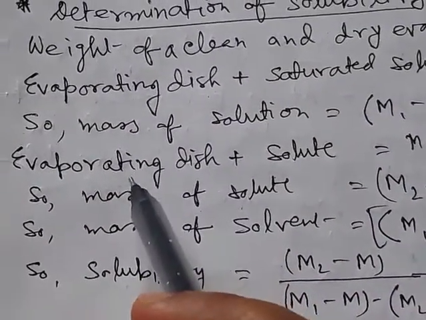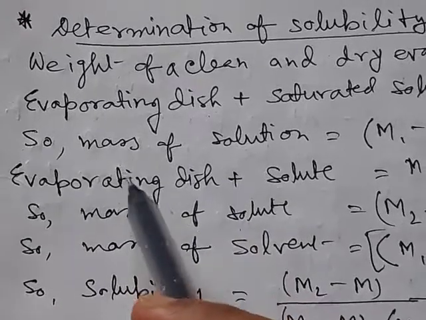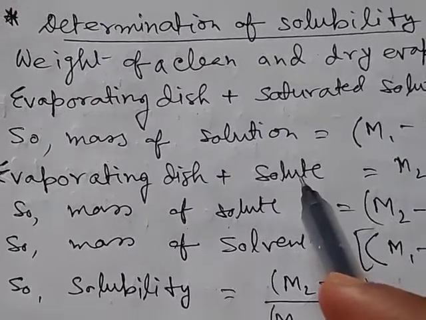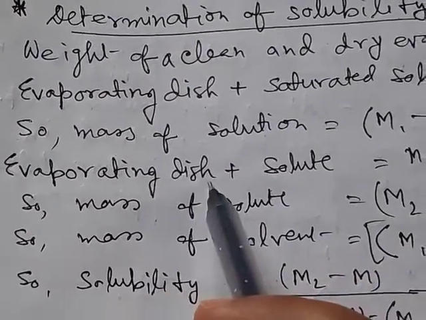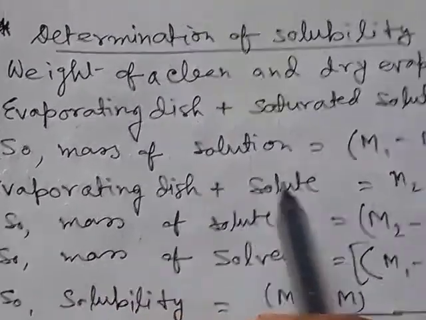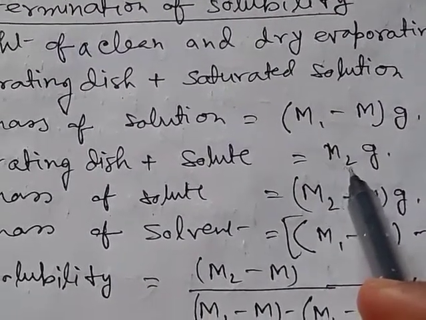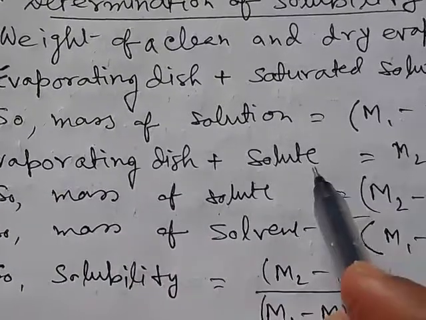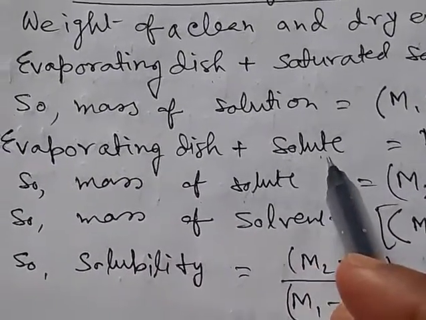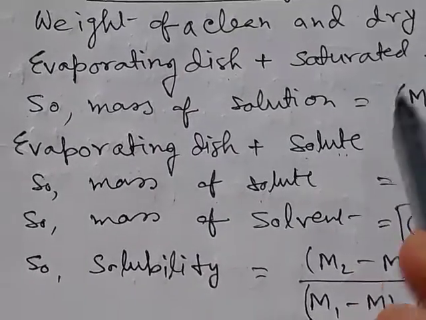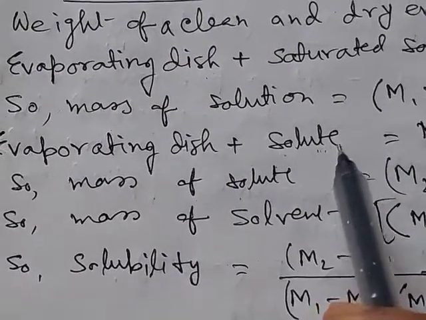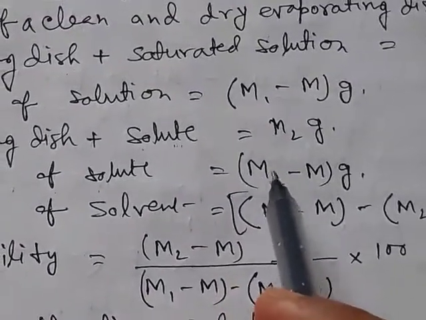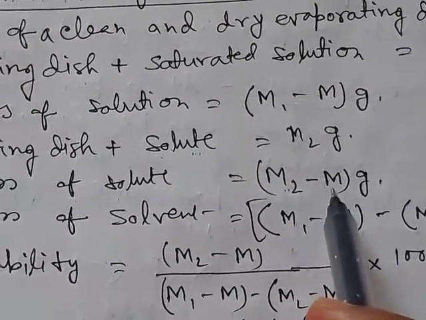Now we shall heat the solution to dryness, and the evaporating dish is cooled and the weight of the dish is taken. Say the weight is m2 gram. So m2 gram is the weight of the evaporating dish plus the solute that is left after dryness of the solution. So the mass of the solute will be m2 minus m.